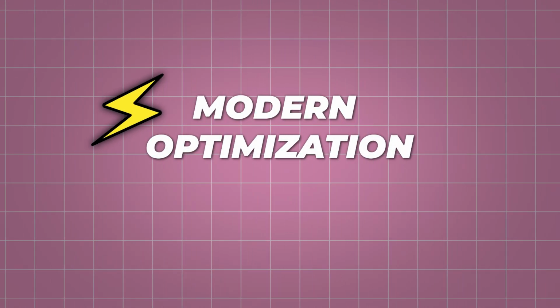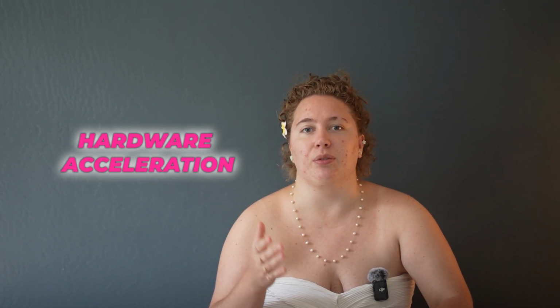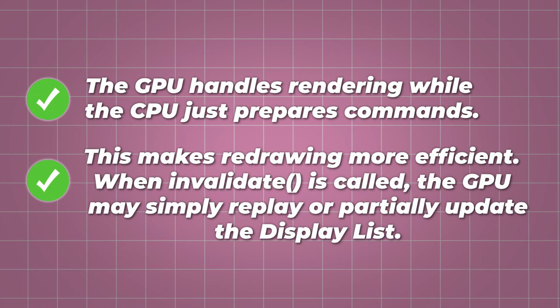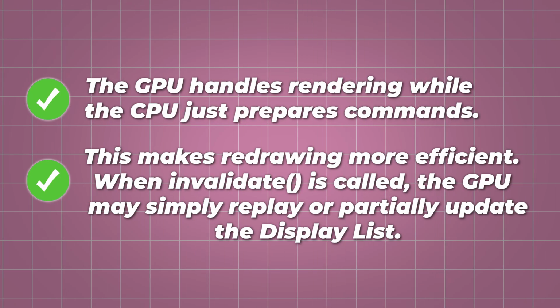So what about modern optimization? Hardware acceleration. In the past, all rendering, including drawing pixels, was done by the CPU. Now, most Android devices use hardware acceleration. Draw commands don't go directly to pixels. Instead, they're recorded into a display list, a list of drawing instructions. This list is sent to the GPU, the graphics processing unit, which is super fast at rendering. The GPU handles rendering while the CPU just prepares commands. This makes redrawing more efficient. When invalidate is called, the GPU may simply replay or partially update the display list. To maintain smooth UI performance, all 3 passes should complete within 16 milliseconds to achieve 60 frames per second.